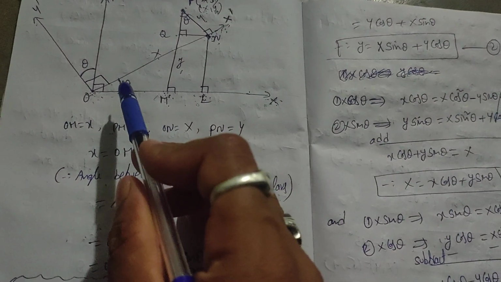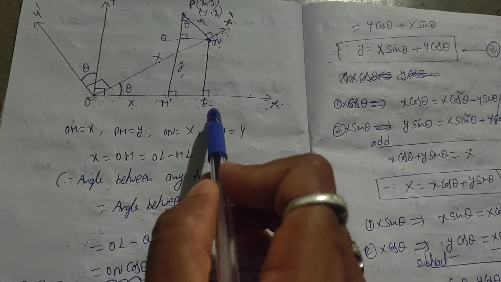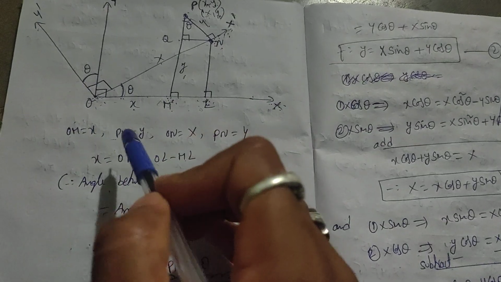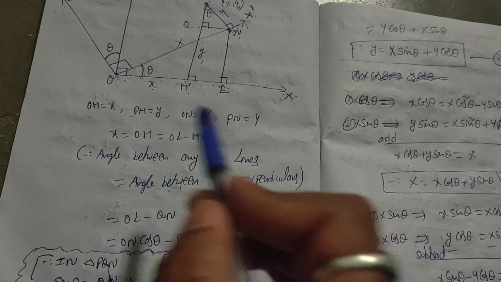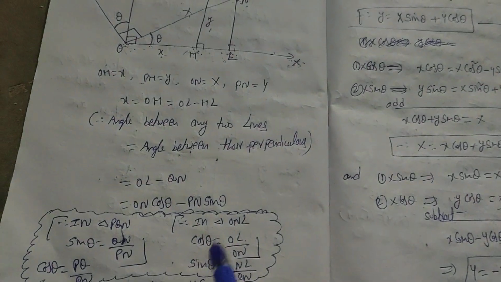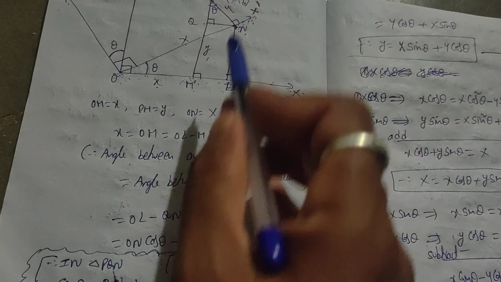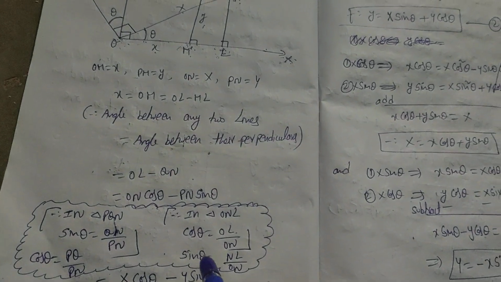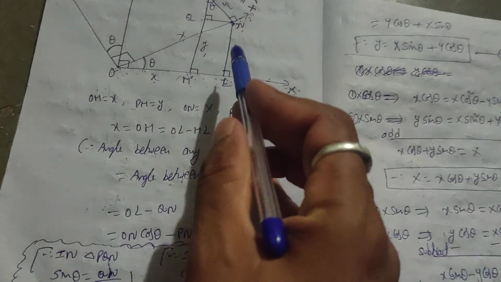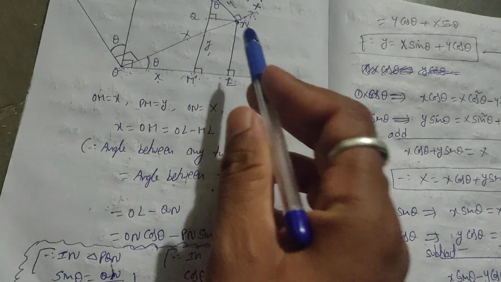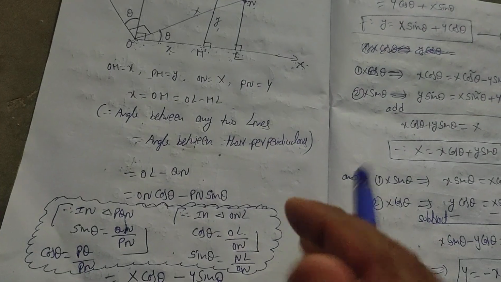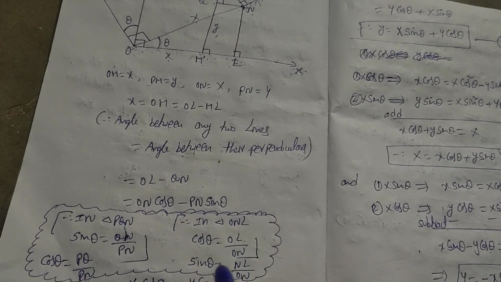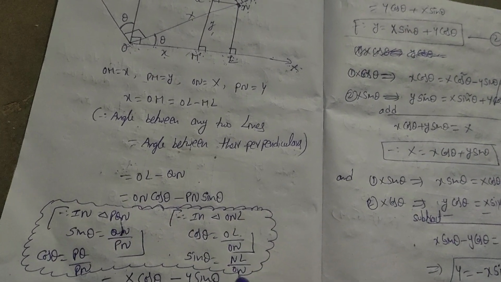So according to this right angle triangle, you can write cos theta and sin theta values. So cos theta is equal to, what is the formula? Adjacent side by hypotenuse. Hypotenuse is ON. So in triangle ONL, cos theta is equal to OL by ON. Similarly, sin theta is equal to opposite side NL by ON according to this triangle OLN. Okay, so cos theta is equal to OL by ON, sin theta is equal to NL by ON.